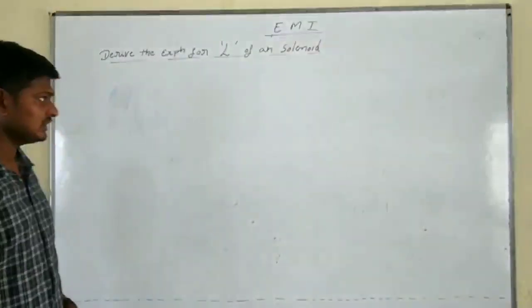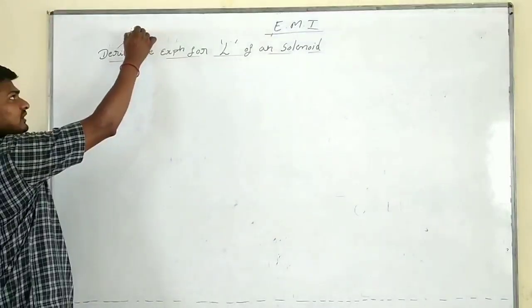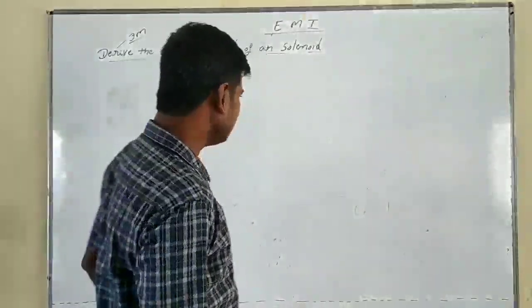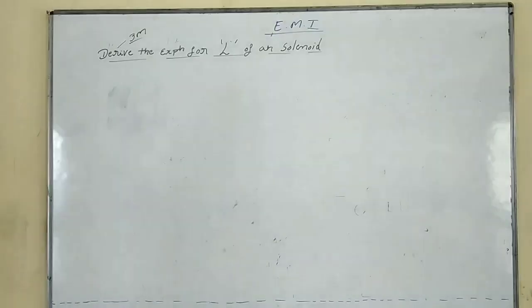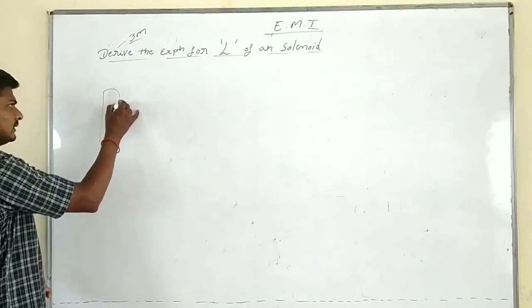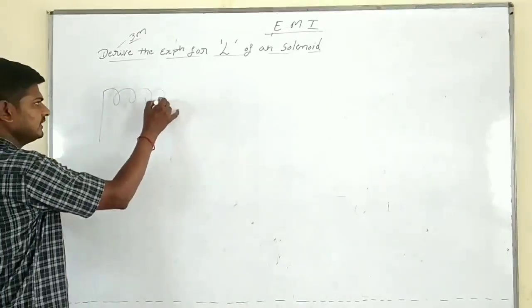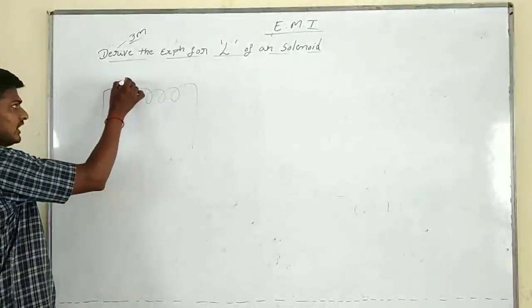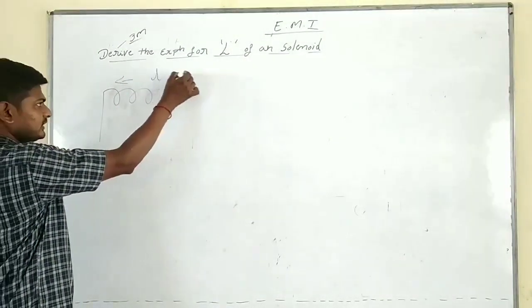Here, they will ask a 3-mark derivation: derive the expression for self-inductance of a solenoid. Simple one. I am going to write a simple diagram. I am going to take a solenoid, a long straight wire moving in the form of a helix. This is the solenoid of length L.